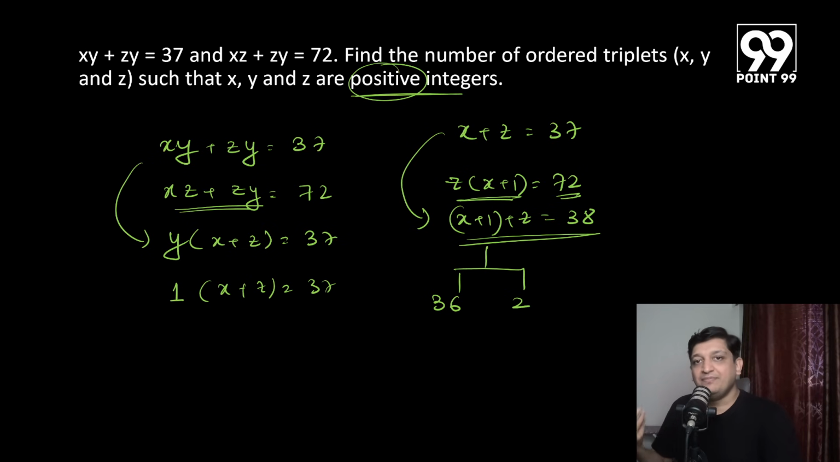Now the question is, how many values of x plus 1 are possible? x plus 1 can be equal to 2, x plus 1 can be equal to 36. And depending on that, the value of z will either be 2 or 36.